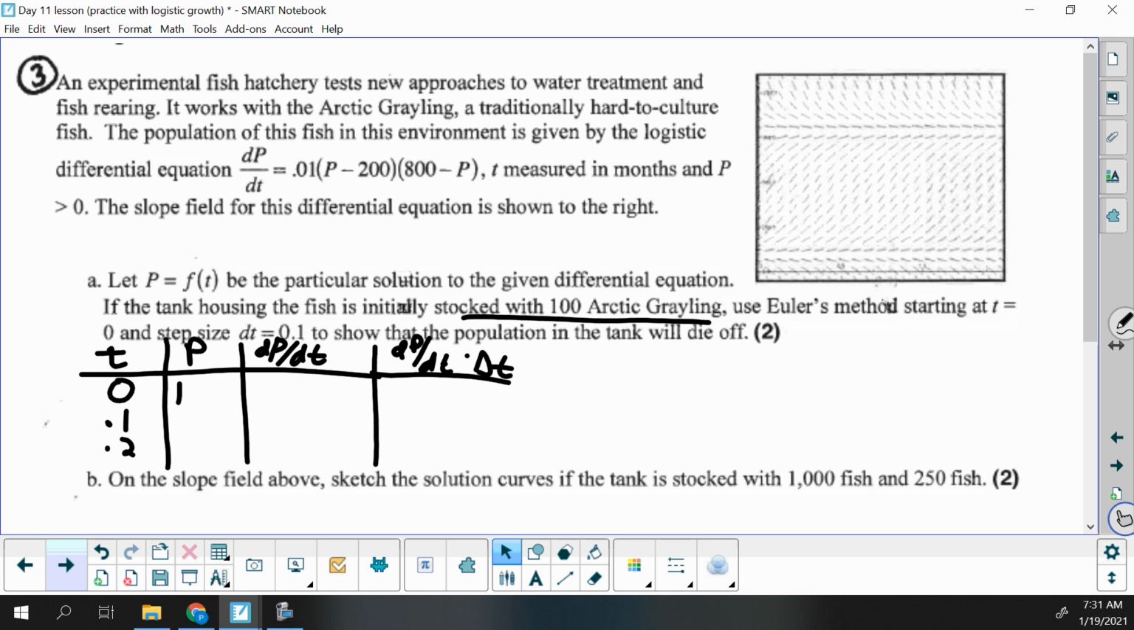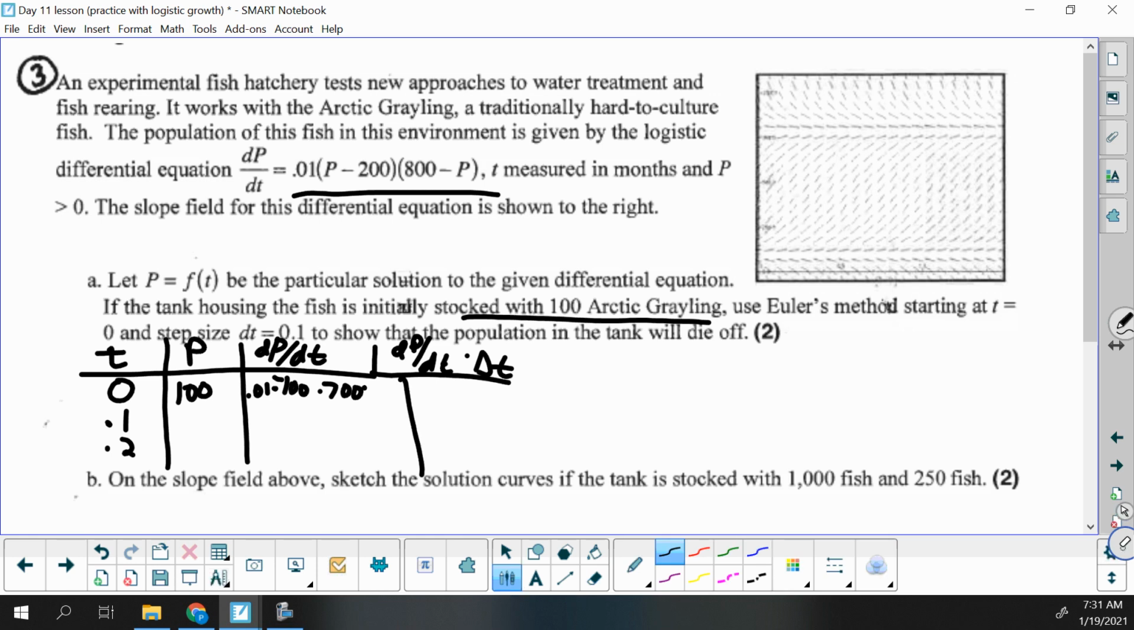Well, our population to start was 100. And if we fill in to our dp over dt, that would give us 0.01. Fill the p in, 100 times a negative or minus 200 will give us negative 100. And then 800 minus 100 will give us 700. Well, 0.01 times negative 100. Maybe let me make this line a little further over. So 0.01 times negative 100 will give us negative 1, times the 700 will give us negative 700.